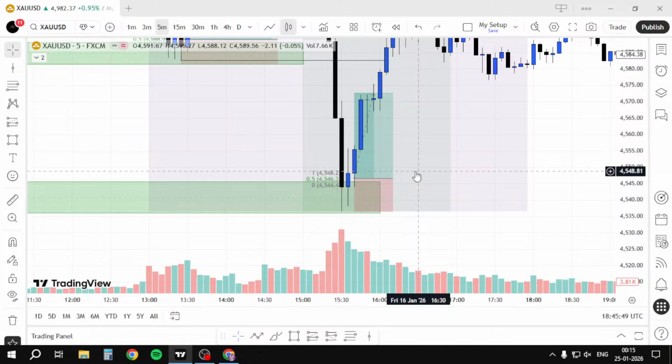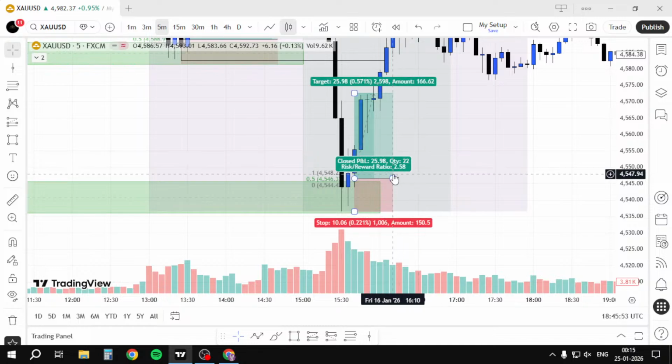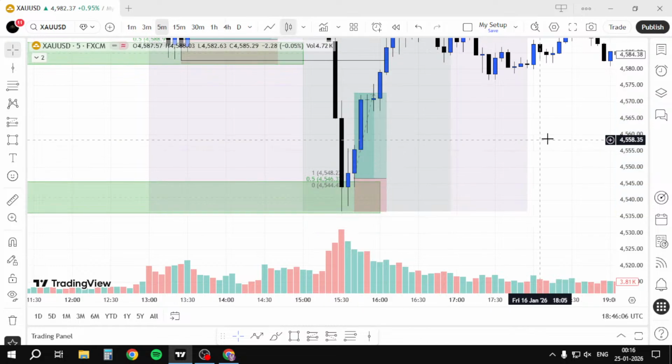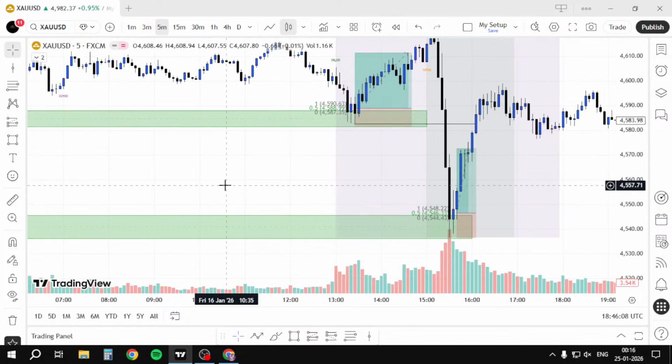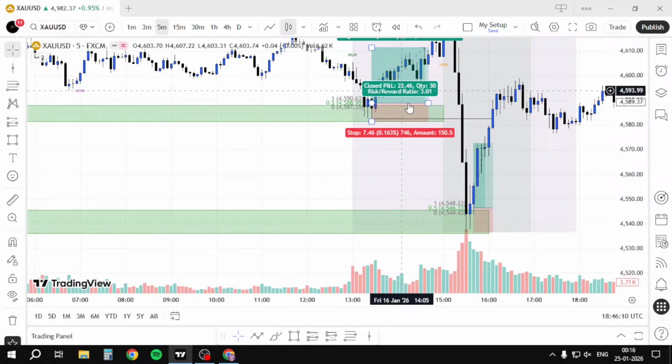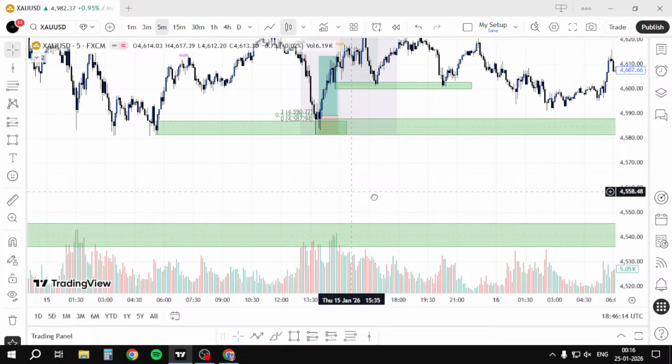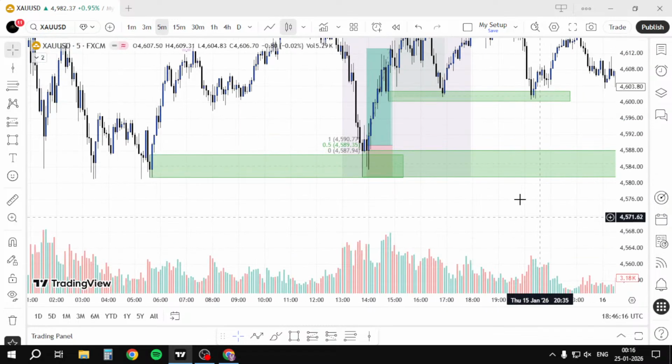Again, I recovered all of those with 10 lots, just only 10 lots. I shared that on my Telegram. You can scroll my Telegram channel and see that. Now say if you had missed this one, then you can enter at this zone. Now see here again, same logic.